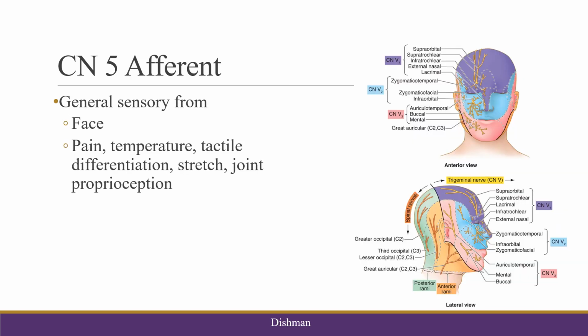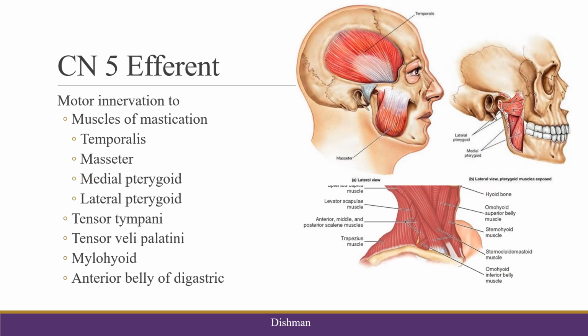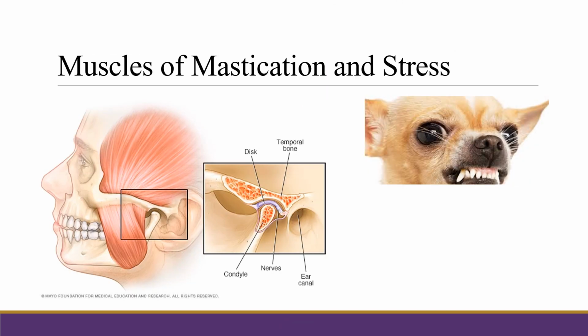General sensory from the face: touch, pain, temperature of the face, we know that. And then muscles of mastication, the muscles there for chewing, that you might need to know, not necessarily for my class, but I think it's a common boards question. Muscles of mastication and stress.